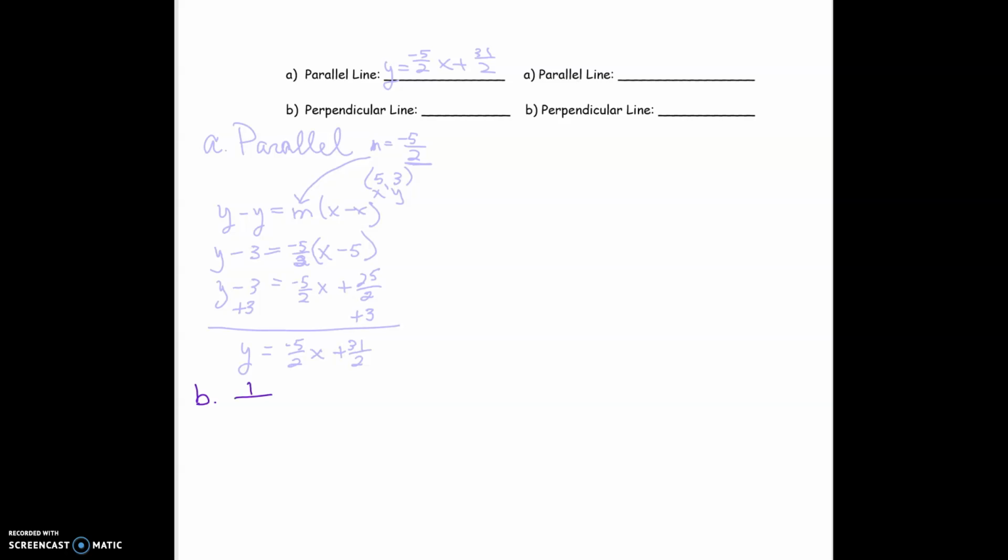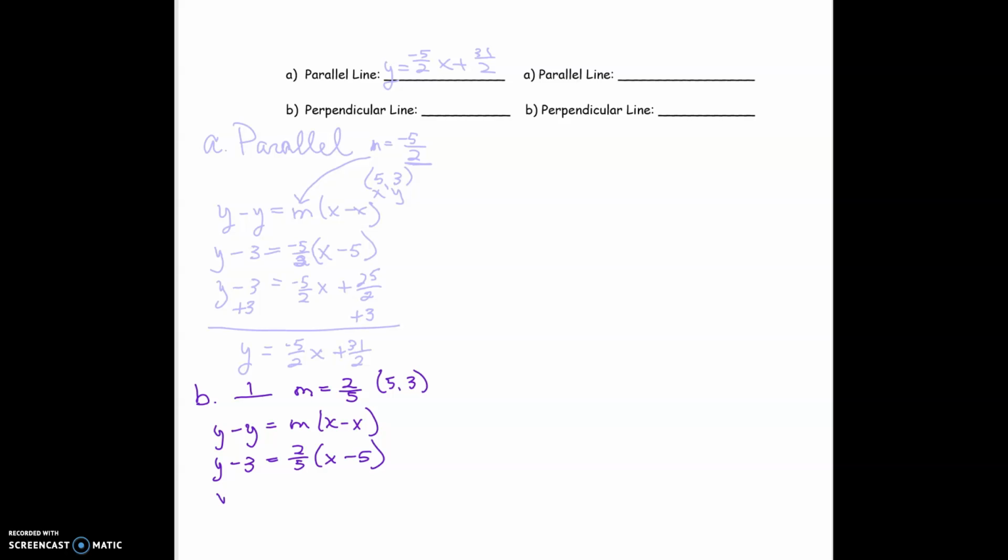So you're using the same slope. No, we're not. We're not using the same slope. Remember, it has to be opposite. So opposite, it'd be positive 2/5. But you are using the same point. Remember to flip that. So now you get y minus y equals m times x minus x, and I plug in. y minus 3 equals 2/5 times x minus 5.